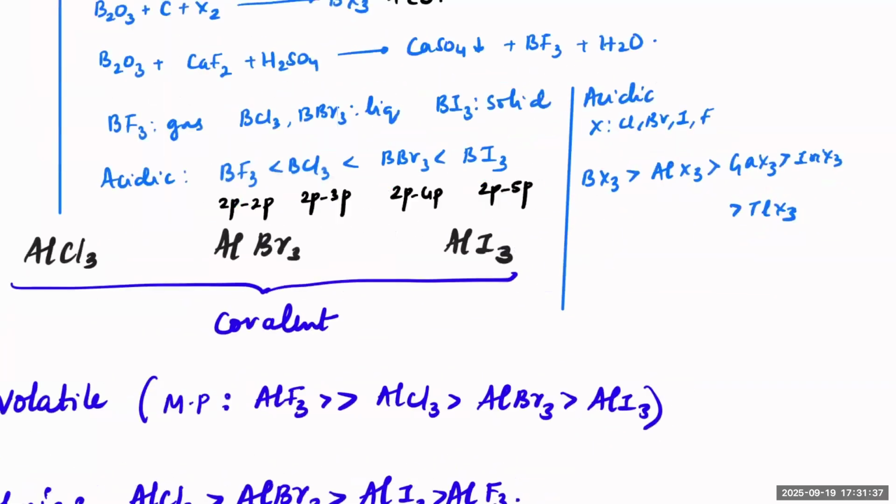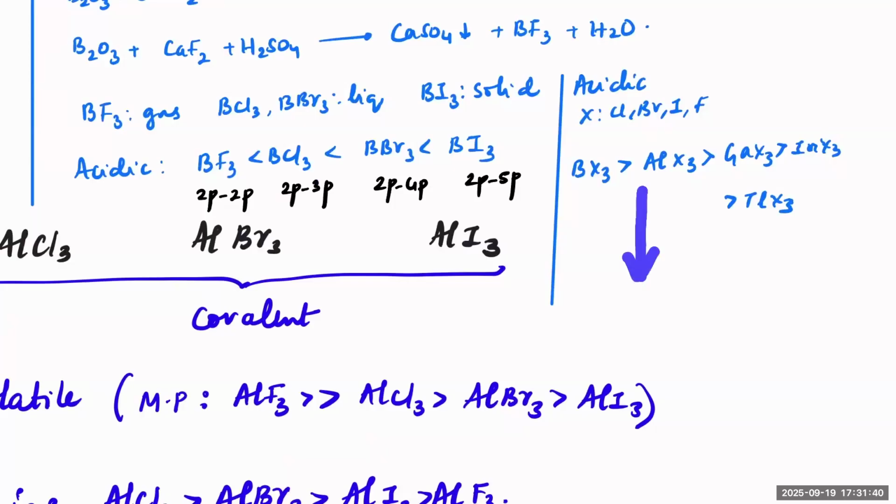Down the group, acidic character usually decreases because of increasing metallic character. By the time it comes to thallium, you'll have more metallic nature, so it will not be accepting a pair of electrons easily.